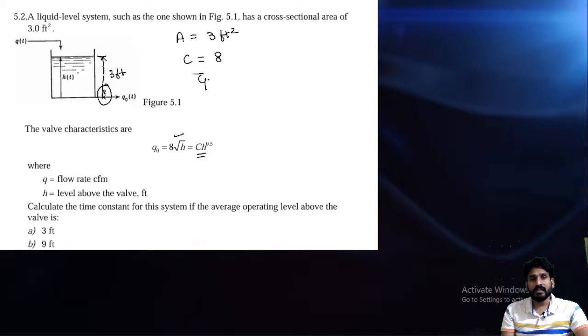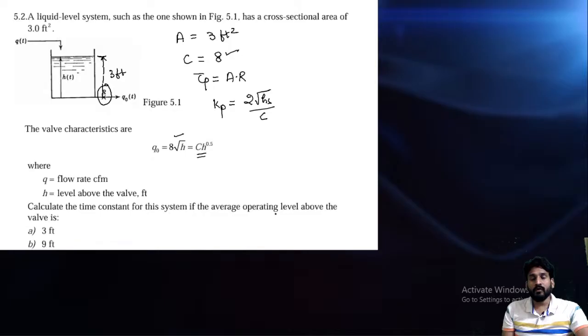What is my time constant, guys? Time constant is A into R. What is the R value? Whichever is the Kp, that is your R. What is the Kp? Kp value is 2√(Hs/C). C is already given to you. If I have the Hs value, then I can solve this question. What is the Hs value? It is given in the question already.